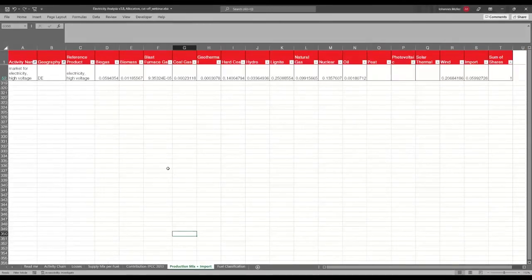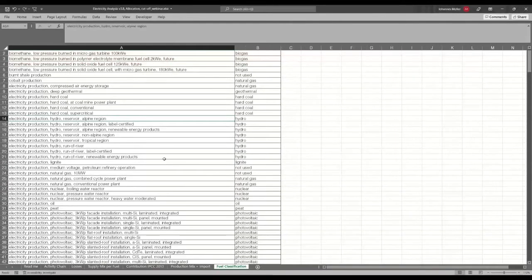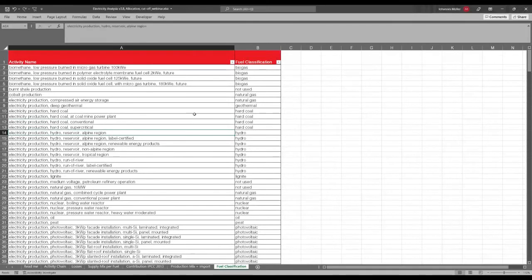And the second last tab, production mix and import, is similar to the supply mix per fuel. But here imports are listed separately, so only the actual production fuel mix is shown. And the share of imports can be seen here in column S. And at last, the fuel classification tab. This is simply a mapping between the fuel classification, the fuel terms that are used in the other tabs, and the electricity production data sets used in ecoinvent.